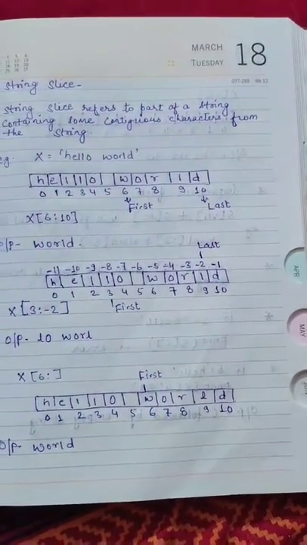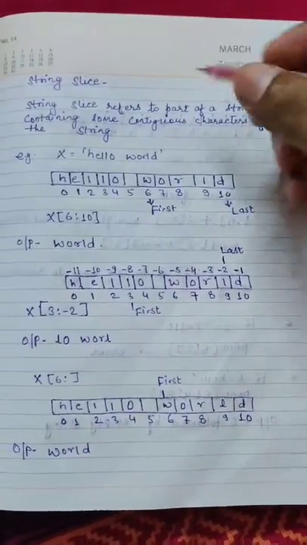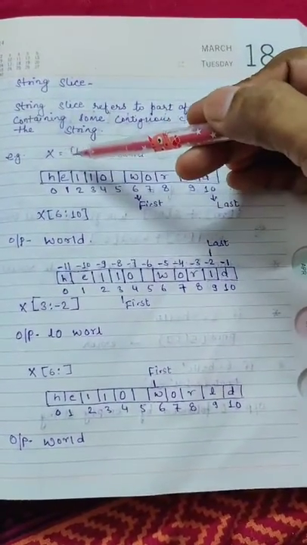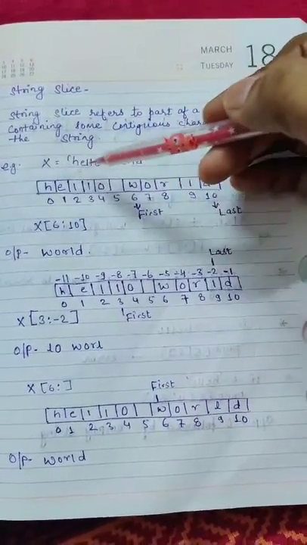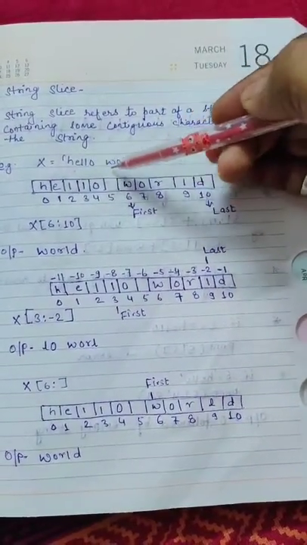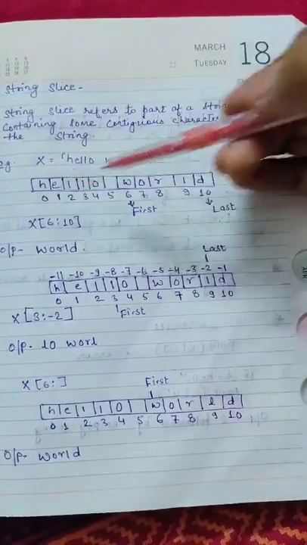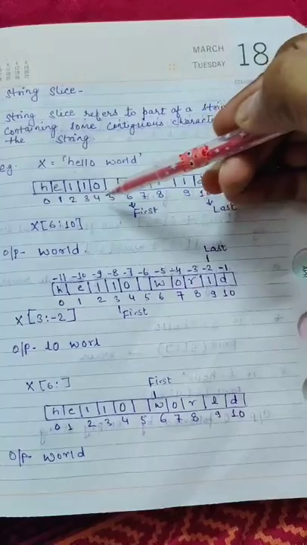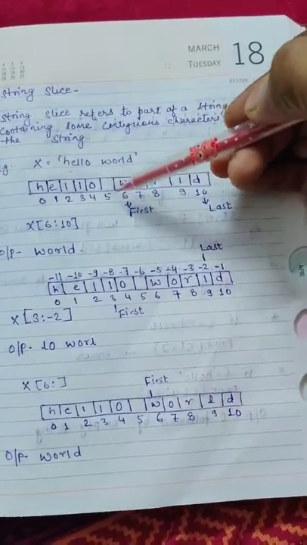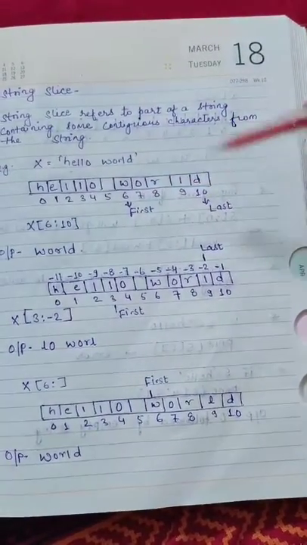Suppose here I have written one string, x equal to "hello world". Between hello and world one space is there. So what will be the indexing? Forward indexing: 0 1 2 3 4, 5 for the space, then 6 7 8 9 10.